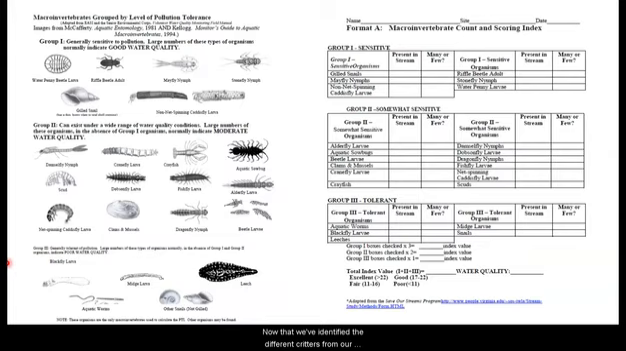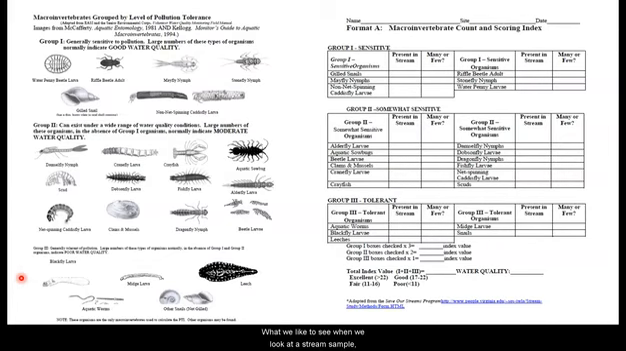Now that we've identified the different critters from our stream sample, we want to group them based upon their tolerance to water pollution. Group 1 organisms are called sensitive. They're sensitive to water pollution. They usually indicate good water quality. Group 2 organisms are somewhat sensitive. They can exist under a wide range of water quality conditions. And Group 3 organisms are tolerant of pollution. They usually indicate poor water quality.